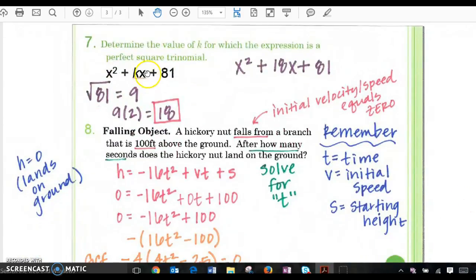Number 7, I'm looking for the value of k that's going to make this a perfect square trinomial. So the square root of 81 is 9. Double it for the middle to get 18. So it should be written as x squared plus 18x plus 81. So you know that k equals 18 there in the middle.